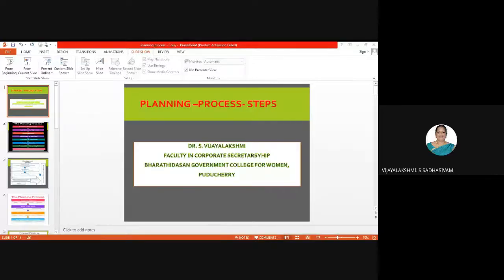So we have to try to identify the opportunities. So what are the opportunities or problems available? This is very much the first step in a planning process. And what we do here is we try to identify our own constraints and opportunities.